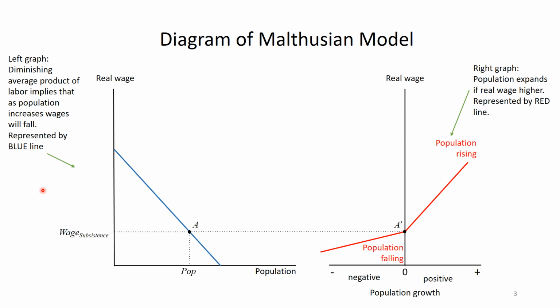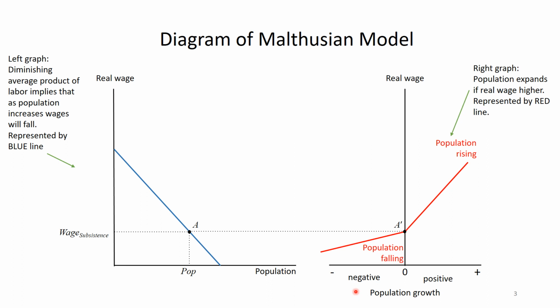The left-hand graph represents the second principle with this blue line. The blue line tells us, for any given population level, what the level of real wages or food output per person is that's going to be produced by the agricultural economy. So if population is at this level, that means that the real wages that agriculture is going to produce is at the subsistence level here.